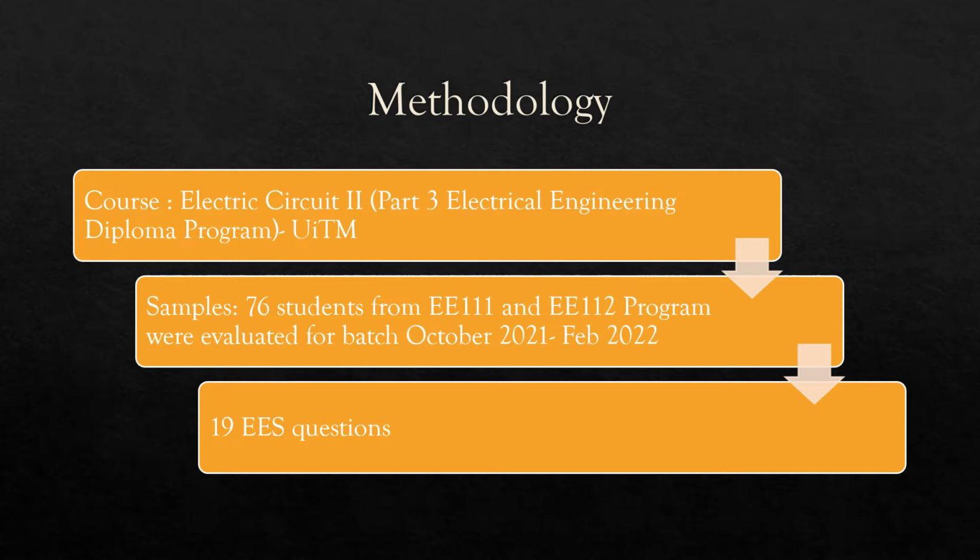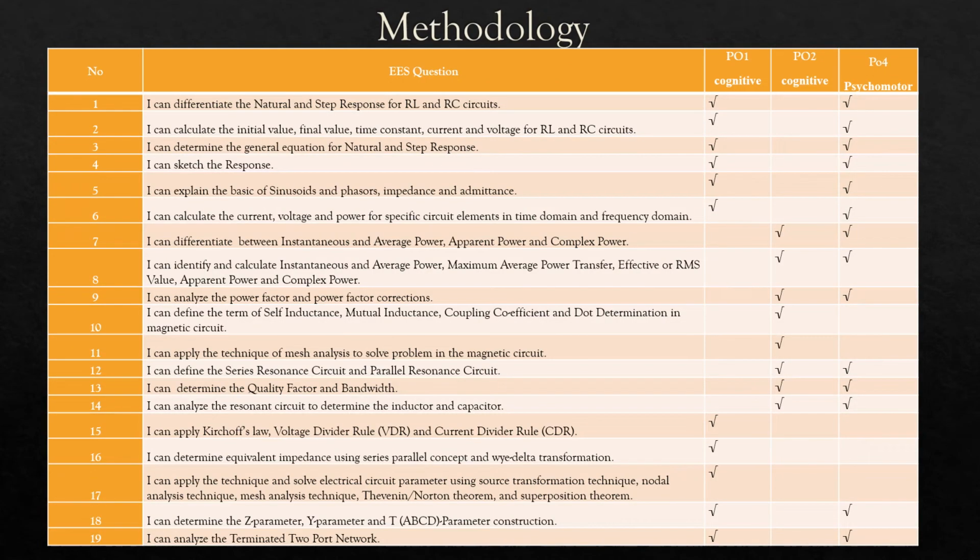The total entrance exit questions are 19 questions. All the 19 questions are mapped to 3 POs for this course. For example, question number 1, I can differentiate natural and step response for RL and RC circuit. So this topic is actually related to PO number 1 and PO number 4. PO number 1 is assessed by using the cognitive domain, and PO number 4 has been assessed by using the psychomotor domain.